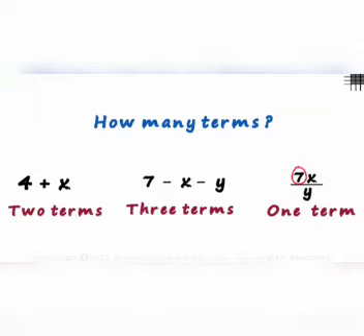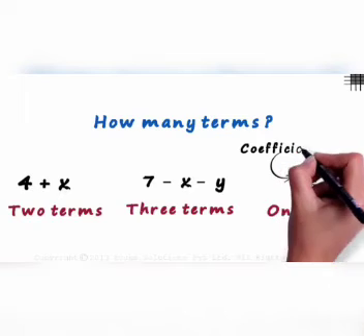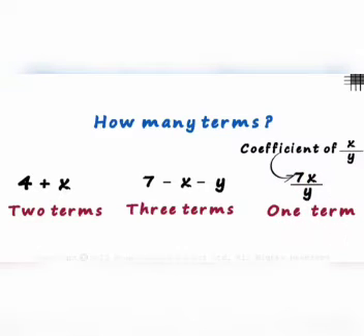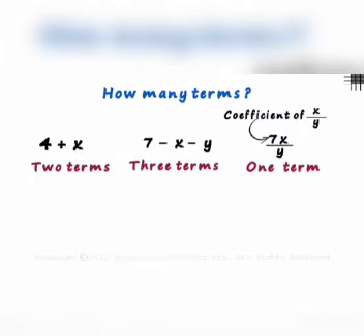What is 7 in this case? It's called the coefficient of x by y. How many terms do you think are present in 4x minus y plus 7? This is interesting.